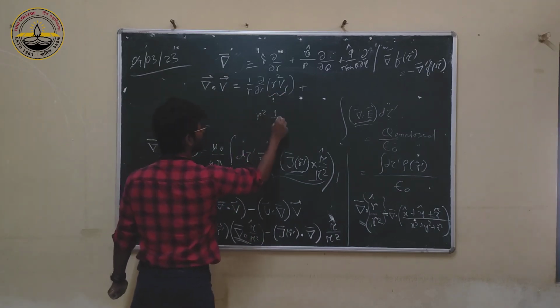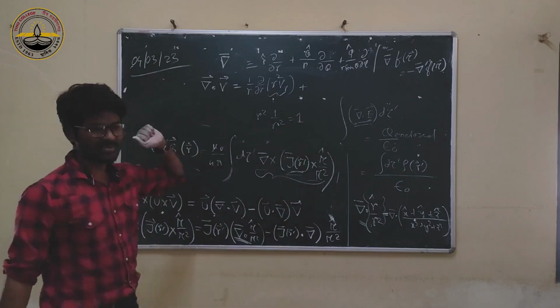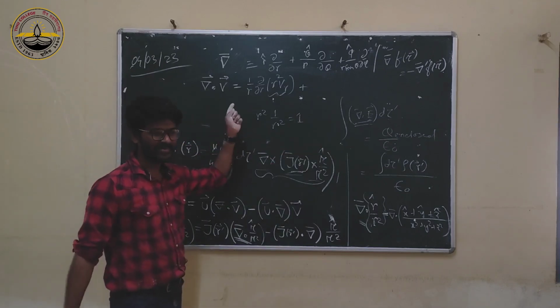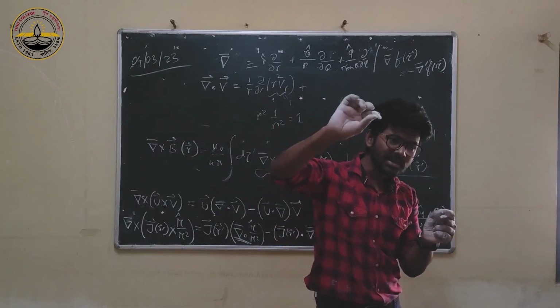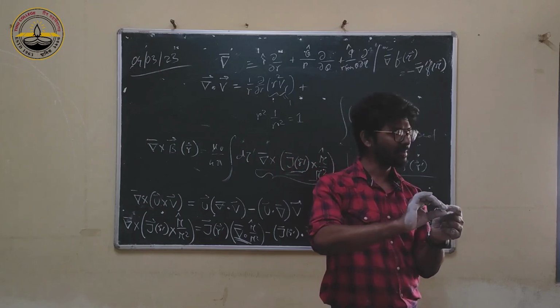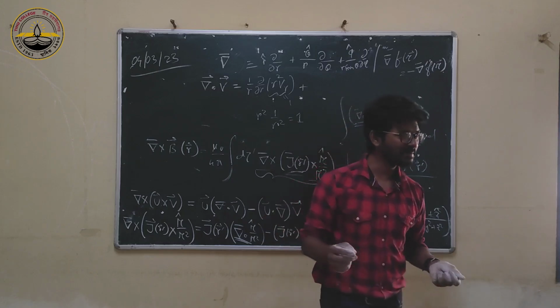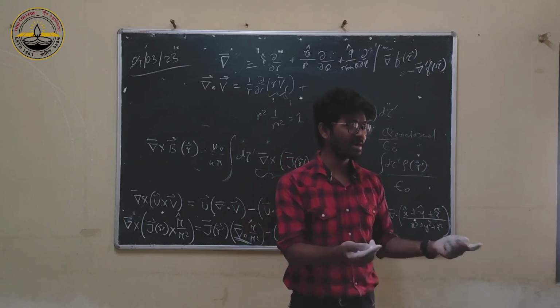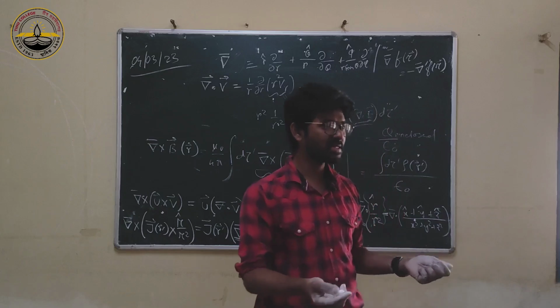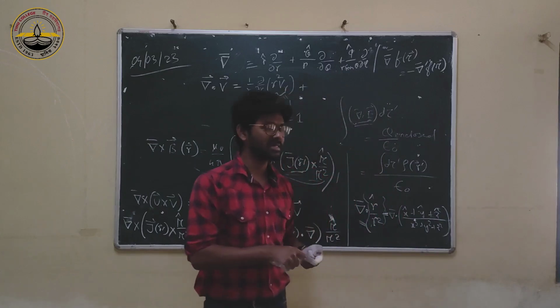We wrote r squared over r squared equal to 1. It's fine when r is not 0, when you can continuously, smoothly come to the origin. We always do this. For example, sin x over x. The limit of sin x over x is 1. So the limit must exist.